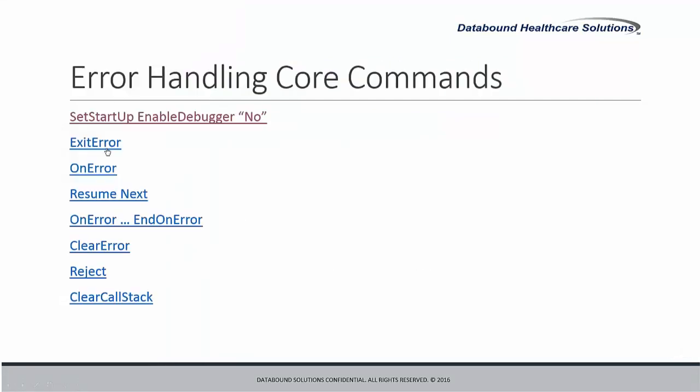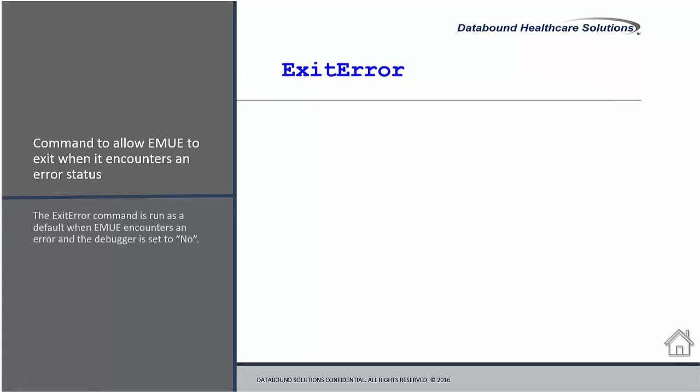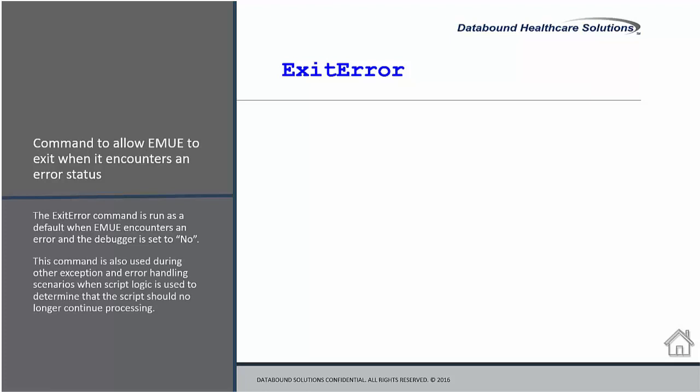The next command is exit error. Exit error, most everyone has used in their script. And if not, this is a powerful tool that we have. What it does is it allows EMUE to know that it has not processed successfully. So in this case, you can see that it's run as a default when EMUE encounters an error and the debugger is set to no.